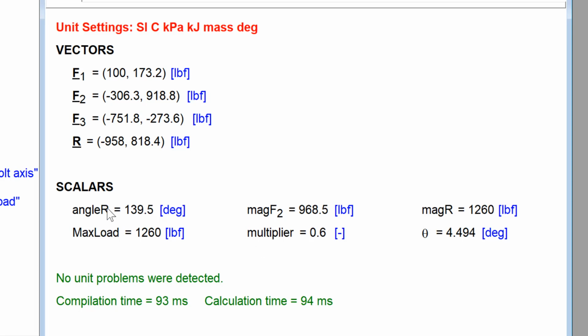But you can see how that's a nice kind of study that we can do very easily because we did the problem using a computer program rather than doing it by hand.